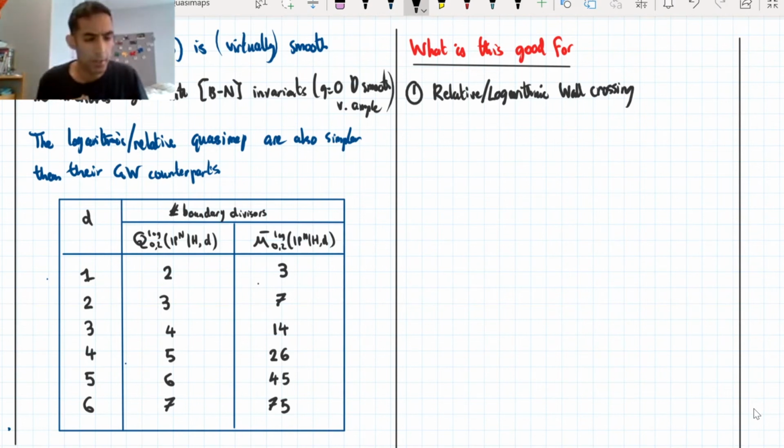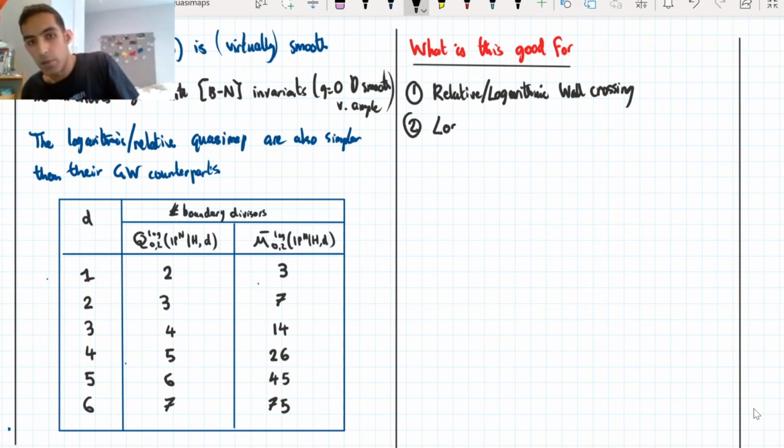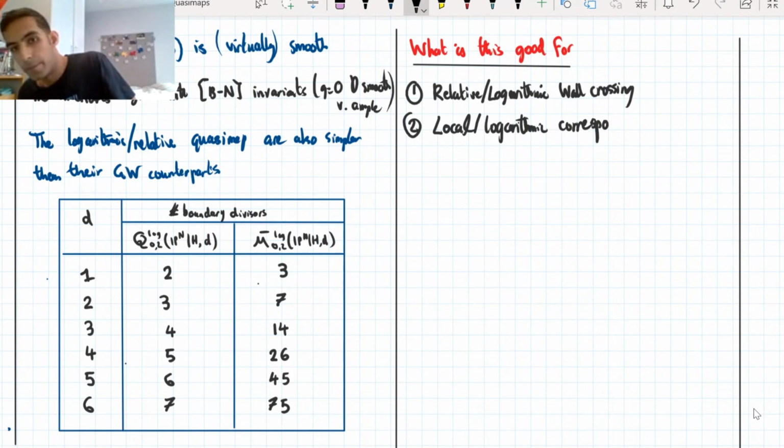Earlier I said there was a good way to compute Gromov-Witten invariants, which is to compute the Quasimap invariants and then use these wall crossing formulas that were proved. I want to give some evidence that there should be an analog of these wall crossing formulas in this case. And the second reason is something called the local logarithmic correspondence.